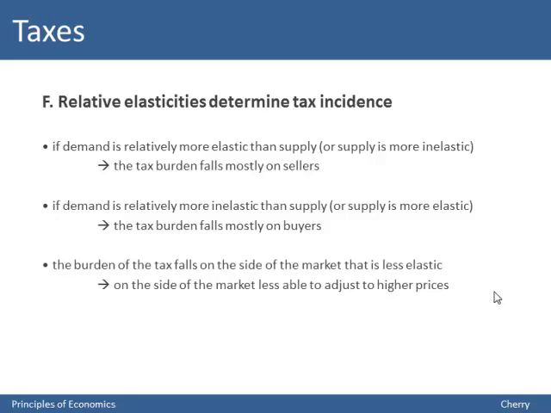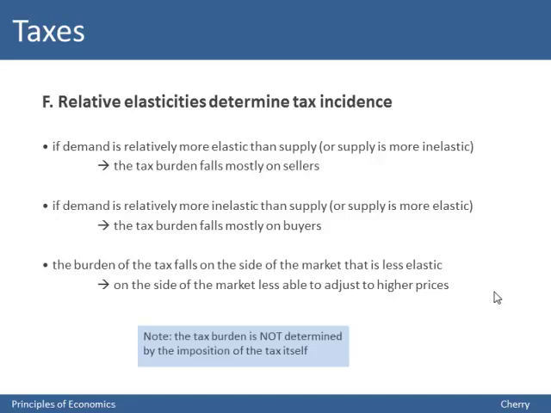So essentially what this gets at is the burden of the tax falls on the side of the market that is less elastic. The burden of the tax falls on the side of the market that's less able to adjust to the higher prices. The extent of those differences in elasticities will determine the extent of the tax incidence, or how far the tax burden shifts on one side of the market or the other side of the market.